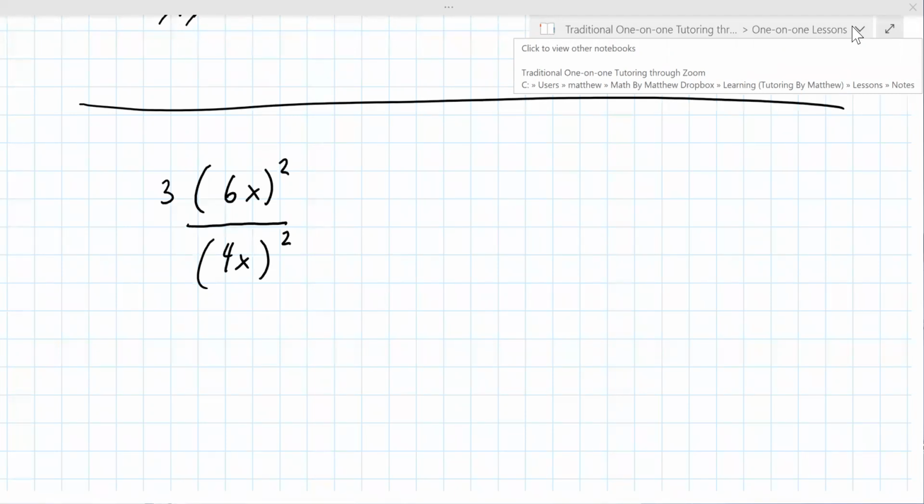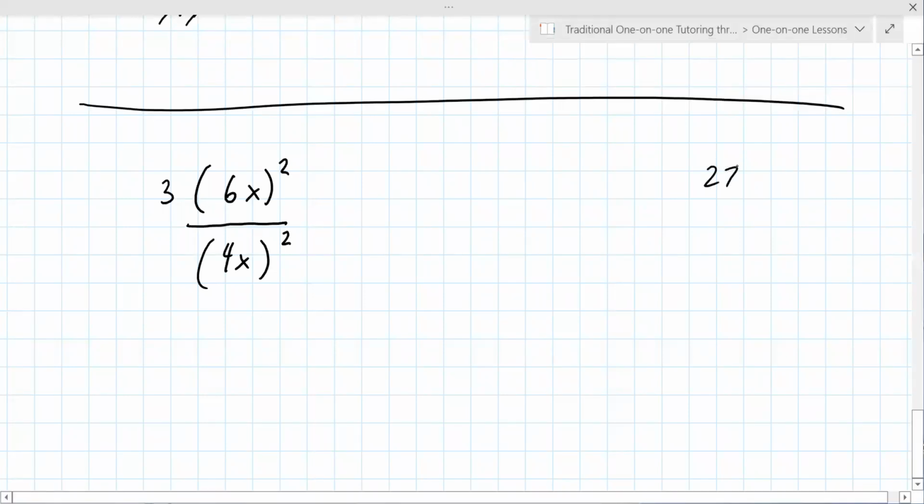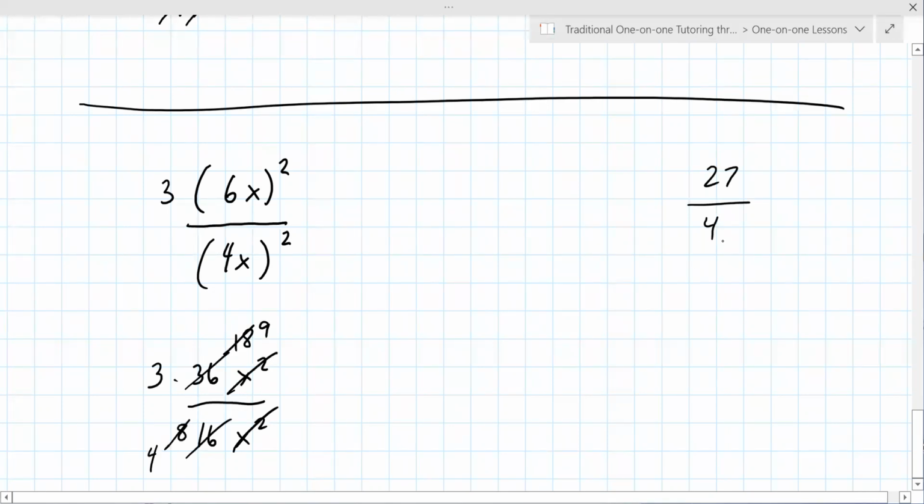I got 27... or 27 over 4. Which one is it? 27 over 4 is what I got. Okay, so let's work this out together. 6 squared is 36, x squared, and then 4 squared is 16 over x squared. So the x squareds cancel. And then 36 and 16, you probably reduced that to 18 and 8, and then maybe went 9 and 4. So you got 27 over 4.